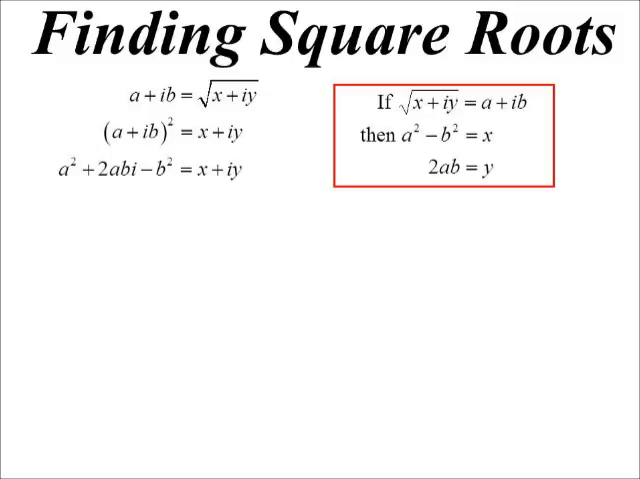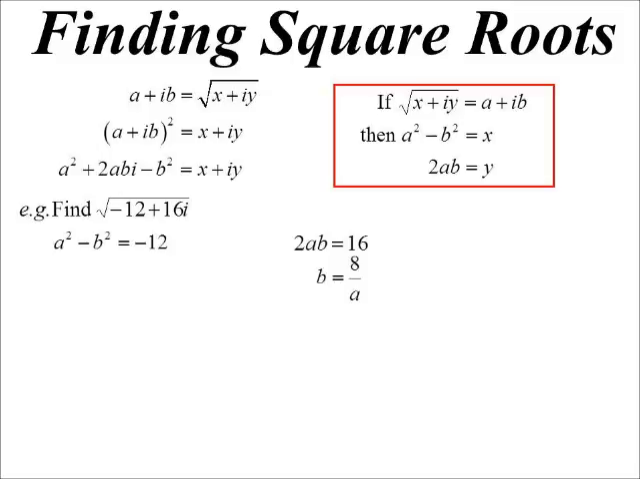Okay. So if the square root of x plus iy is a plus ib, I'm not going to waste time doing that working out each time. If I've got to find that square root, I know that what I'm trying to find the square root of, the real part will be a squared minus b squared. The imaginary part will be 2ab. I'll do that every time. So if it's minus 12 plus 16i that I want to find the square root of, well, I know a squared minus b squared will be the real part, negative 12. So then 2ab will be the imaginary part.